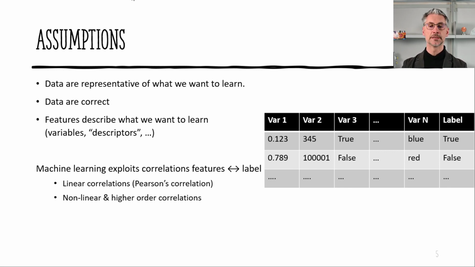The machine learning essentially exploits the correlation between those feature variables and the target, or the label, or the variable you want to learn. We need to distinguish between two kinds of correlations: the linear correlation, that is typically expressed as the Pearson correlation coefficient, and non-linear and higher order correlations. These are a bit more difficult to understand, but the machine learning algorithm will use them.